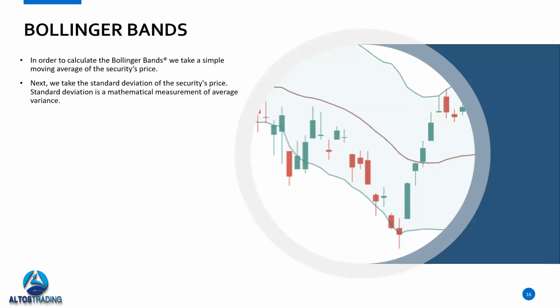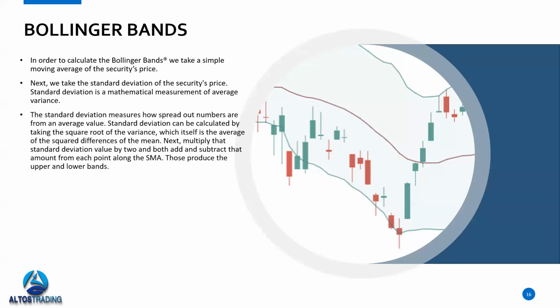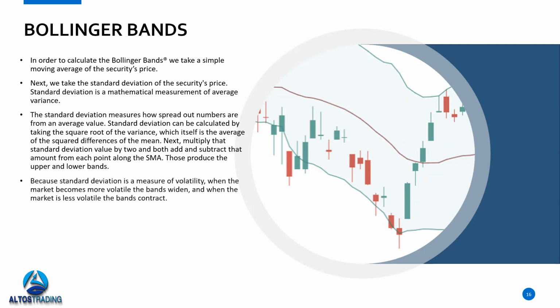So those are our 2 outer bands, right? And again, I won't go into all the details here, but standard deviation basically measures how spread out numbers are from an average value, right? So if they're more spread out, then that means we're in higher volatility conditions. And because it's a measure of volatility, when those bands widen, markets are more volatile. And when they're tighter or closer together, it indicates less volatility.